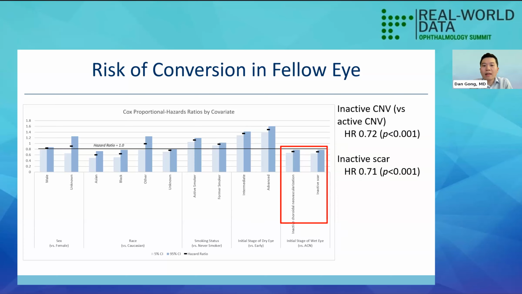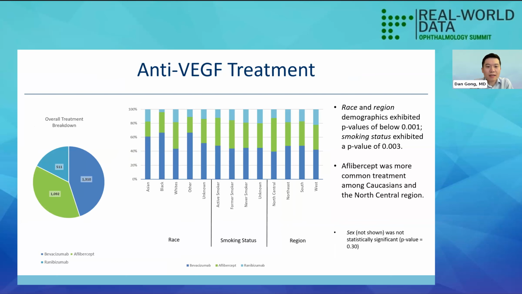And then if we looked at the eye that had already converted and compared patients with active CNV in that eye with exudative AMD, patients who had inactive CNV and inactive scars had a lower rate of conversion. So I think clinically that probably fits with what we expect.